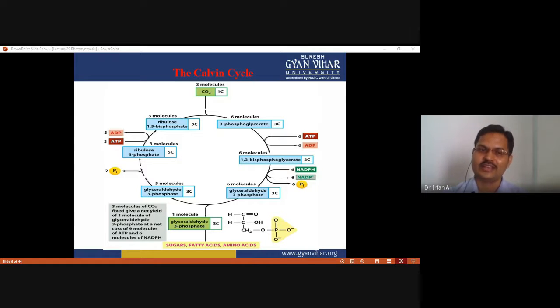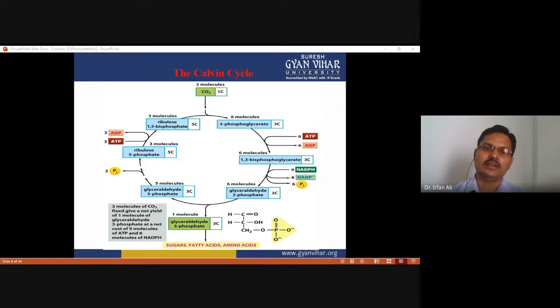Okay, so you have to see that the number of carbon is balanced. 5 into 3, how many? 15. Here also 5 into 3, how many? 15. So the number of carbon is balanced. But the ribulose 5 phosphate is only 3 molecules, so it has only 3 phosphate moieties in its structure. That's why at this step 2 phosphate groups are released. So you have to see that 2 phosphate groups are released.